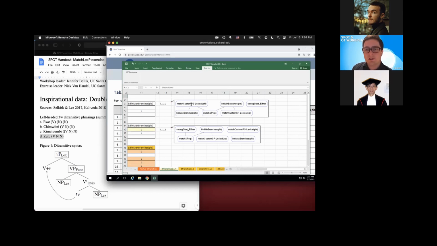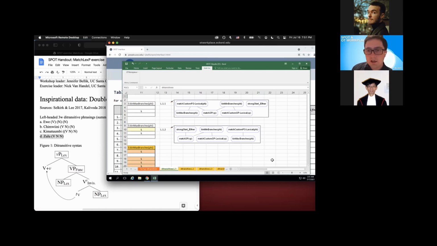Because there's a line going from Match PS, the lexical version, to BinMax branches, that line tells us that these must be ranked in this order, Match above BinMax. But on the other hand, Strong Start in this ranking is not ranked relative to anything else. So that just tells us that if these other relationships hold, then we don't really know or care where Strong Start is ranked. We'll still get the same output as long as these other rankings hold. Does that clarify? Yeah, do you mind if I ask a follow-up?